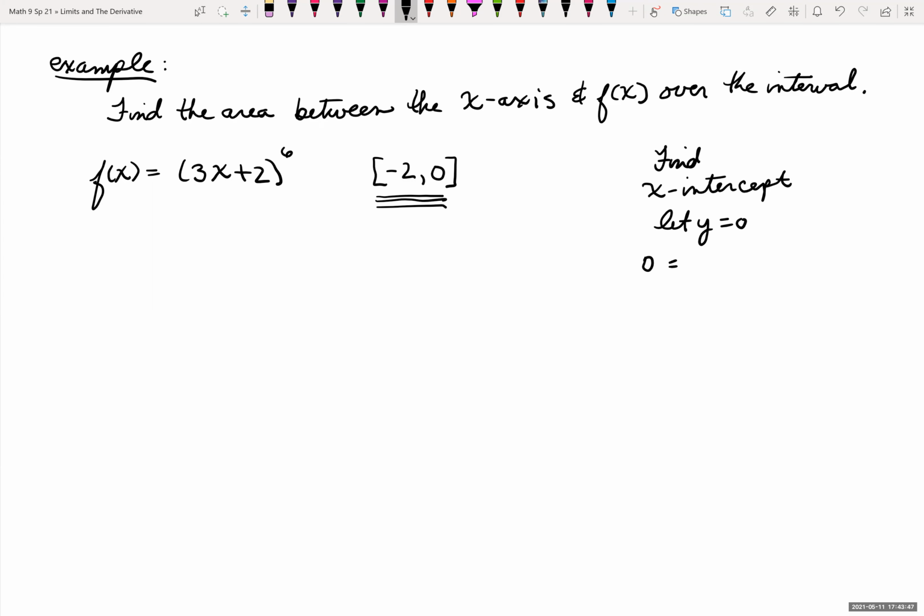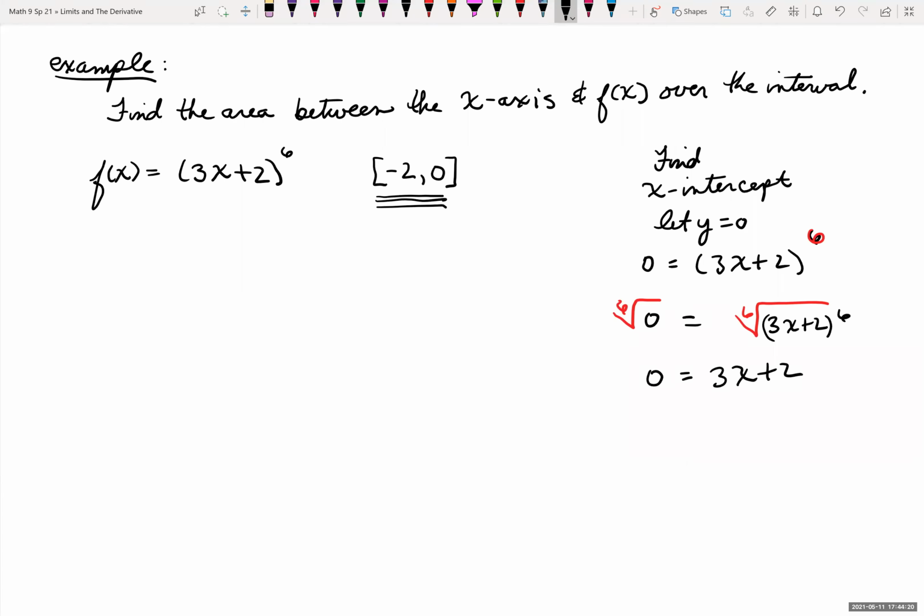So we have 0 is equal to the quantity 3x plus 2 raised to the 6th power. Well, basically, we could take the 6th root of each side. Whatever we do to one side, we got to do it to the other side so that we can clear this power raised to the 6th power. So 0 equals the 6th root of 3x plus 2 raised to the 6th. So we get 0 is equal to this 3x plus 2.